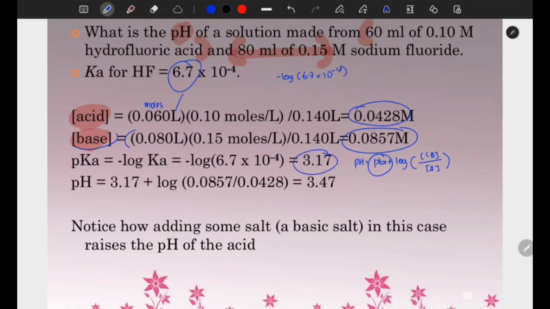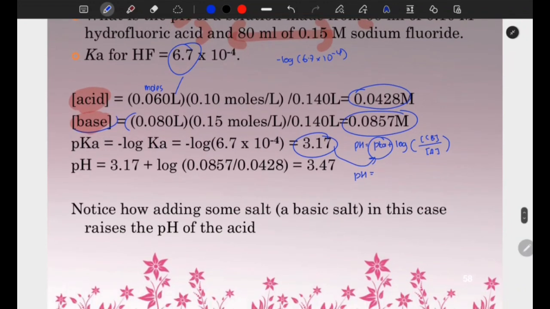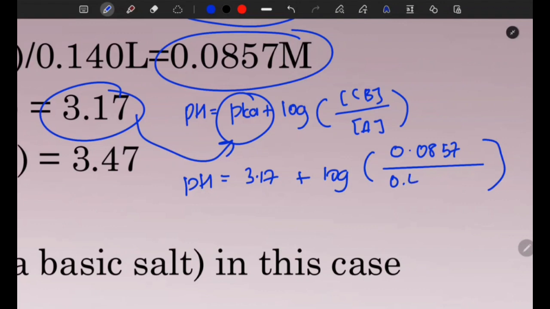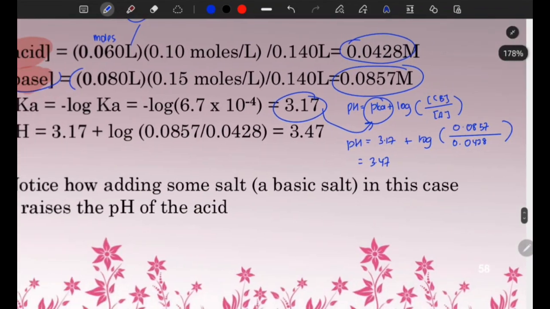So just plug this pKa value into this equation. For our pH, just use the information that we found from the earlier step and plug it into the equation. So you will get this answer. So your answer, which is the pH, is 3.47.